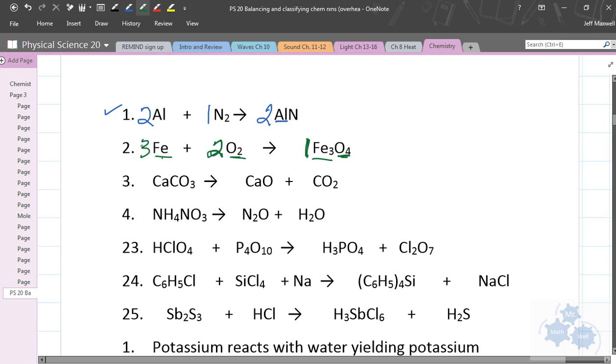Is that done or no? Okay, so I put a 1 there now, yeah. So is that done? I've got the right numbers of things. 3 irons, 4 oxygens, 4 oxygens. That's balanced. Okay, does anybody have any questions so far?